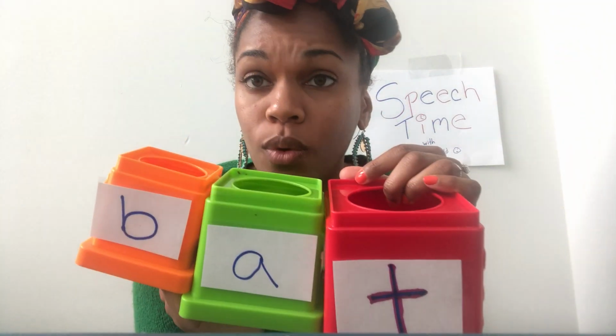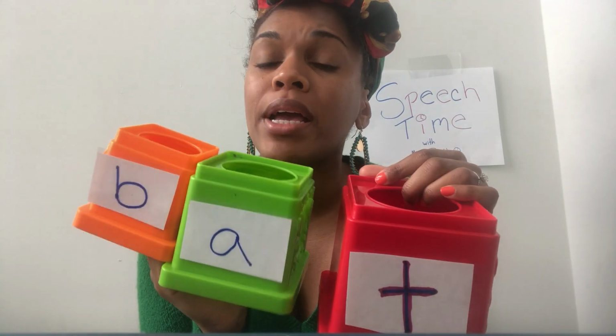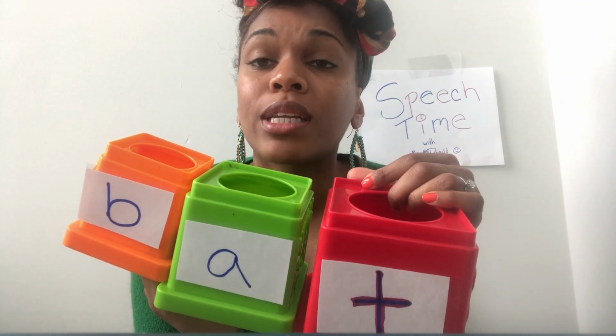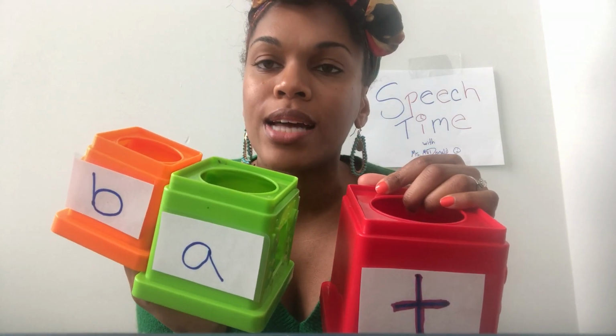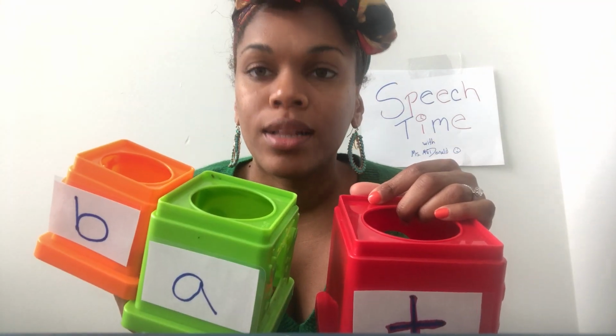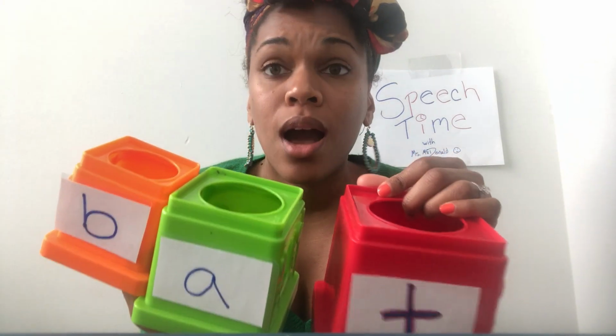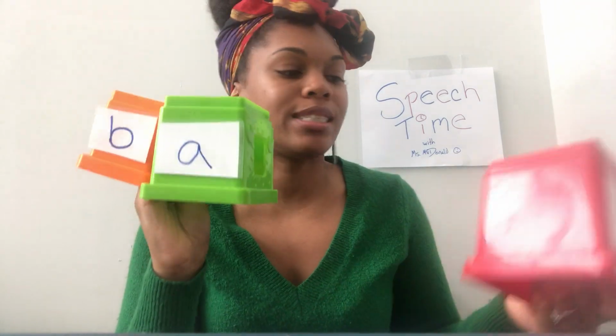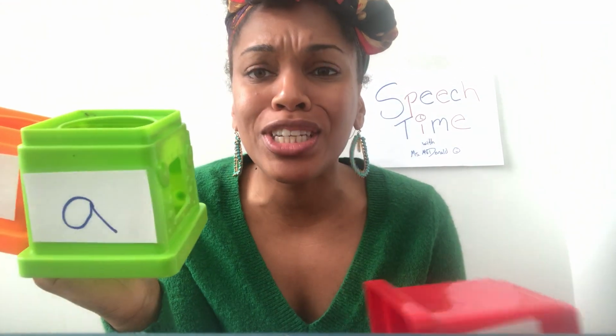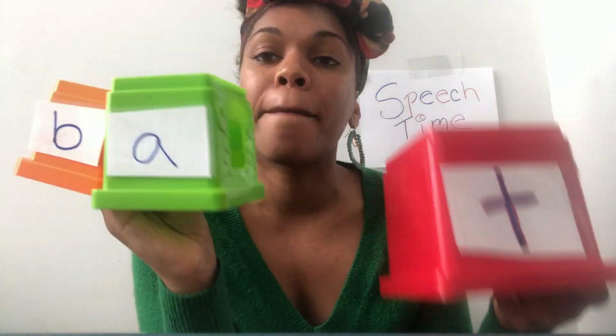So, first, what we need to do is remember how we make our b sound. You're going to make your lips hug, and you're going to make sure your air pops out your mouth. Take a breath and say b. Now, we're going to try our b. We already know our a, and our last sound is t. Don't forget your last sound or you'll sound like a sheep. Bah, bah, bah. You don't want to sound like a sheep. You're trying to say the word bat.